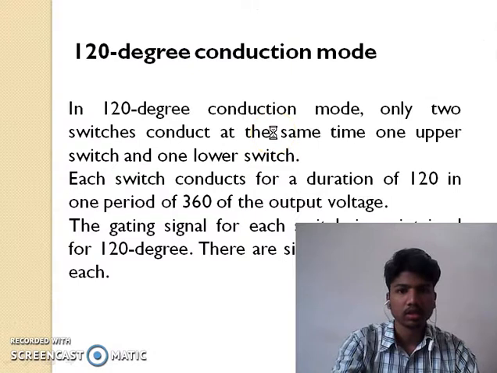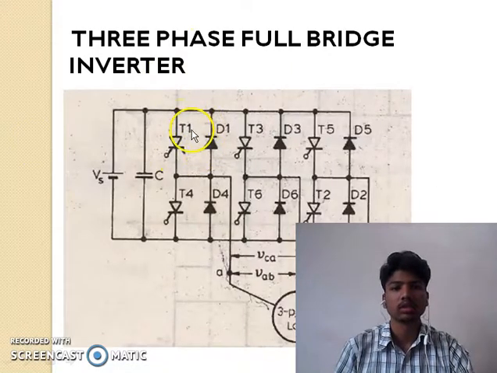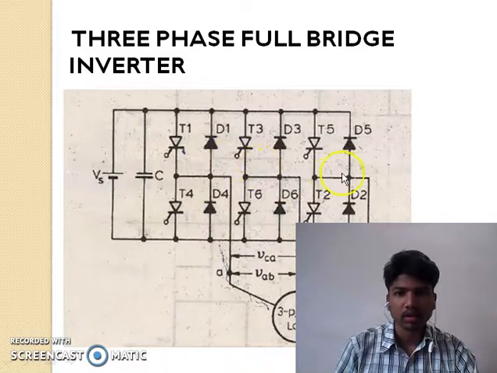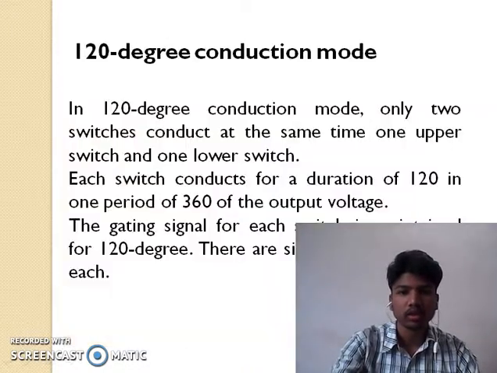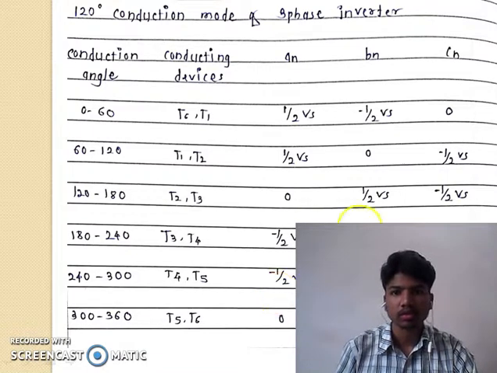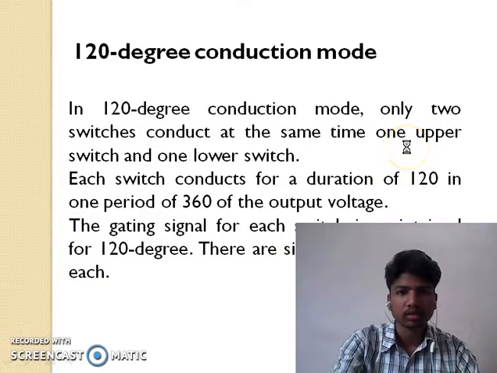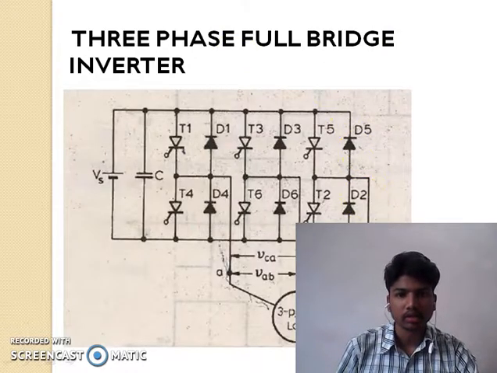We are seeing in this diagram that at 0 to 60 degree angle T1 and T6 are on, so the voltage at AN is plus Vs by 2, and at T6 it is minus Vs by 2, because here is the load voltage AN and here is the load voltage BN, so the polarity will be changed and we get minus 1/2 Vs. So we have calculated all voltages of AN, BN and CN. At CN we get 0 voltage.